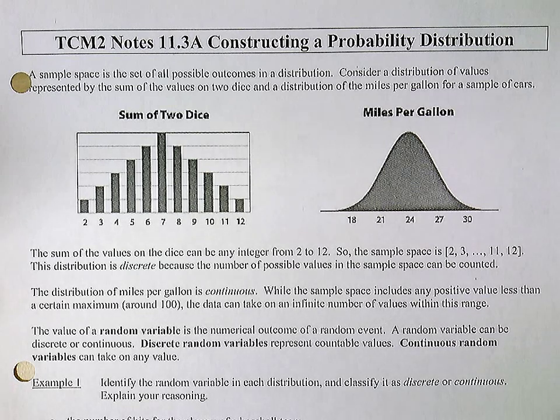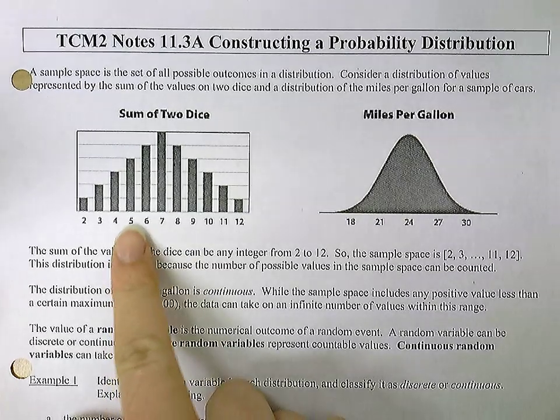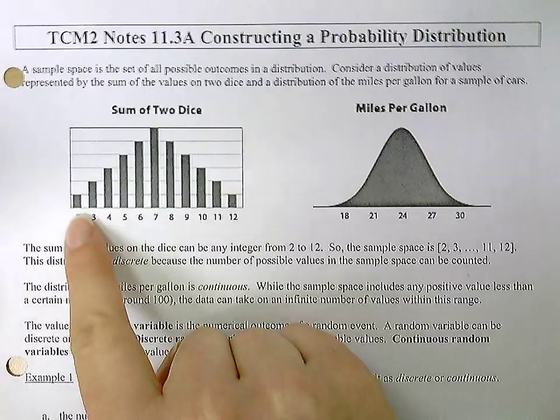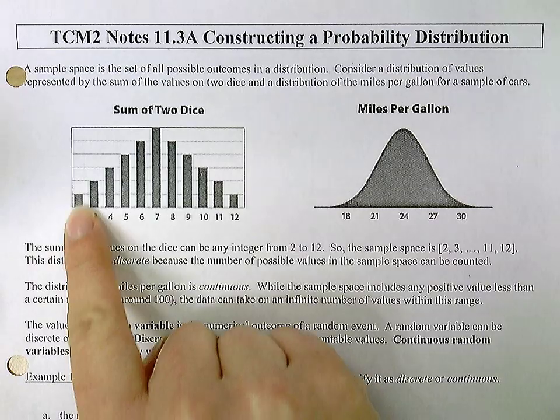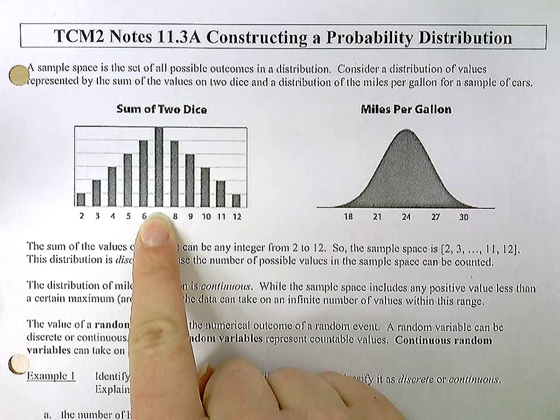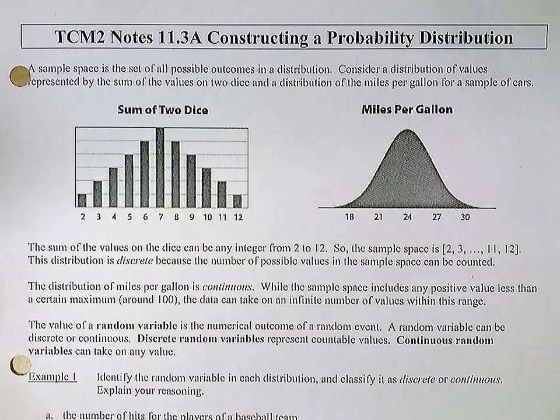So moving on here, a sample space is the set of all possible outcomes in a distribution. Consider a distribution of values represented by the sum of the values of two dice and a distribution of the miles per gallon for a sample of cars. So here we have the sum of two dice. If you roll those two dice and add them, you have the least possible chance of getting a 2 and a 12, and the most possible chance of getting a 7. Okay, so we're looking at these kinds of probabilities here.